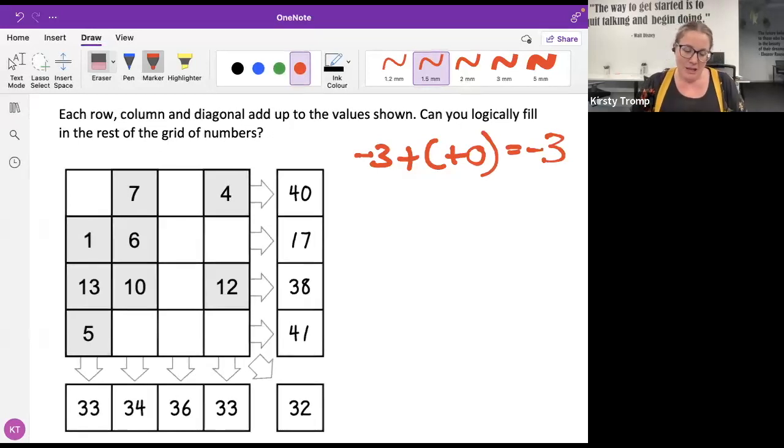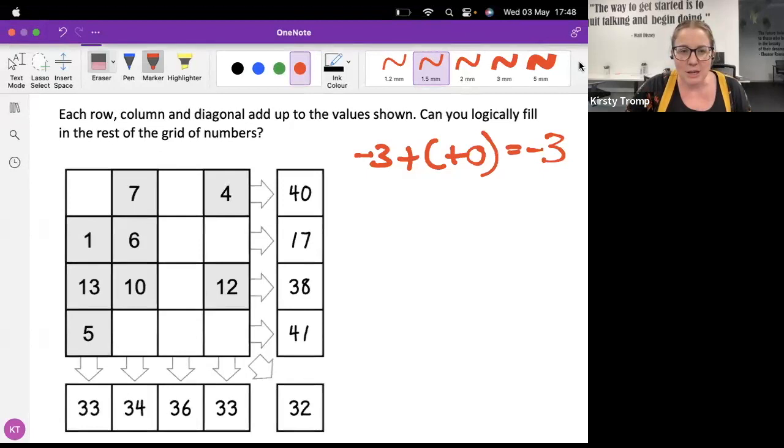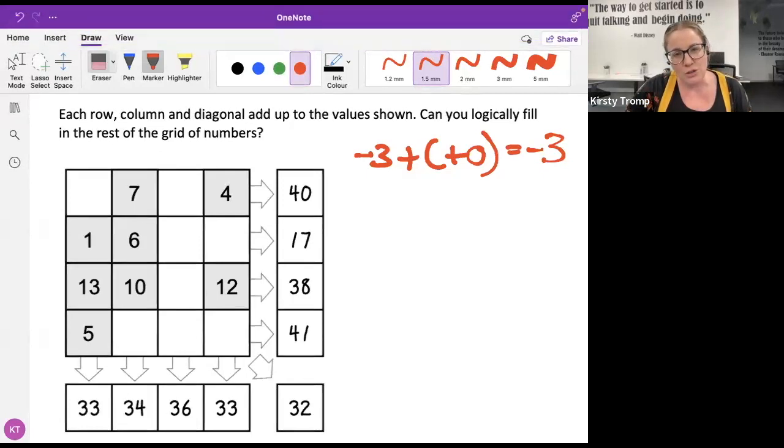Okay, bye. All right, guys, I'm going to answer this brain break, and then I'm going to ask you some more questions. So let's have a look. I'm going to add the numbers across each row and column and diagonally to show the values that are shown. First of all, the easiest one to do is to get to 33.